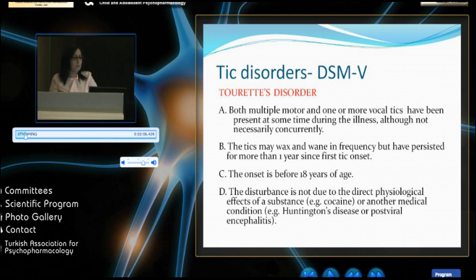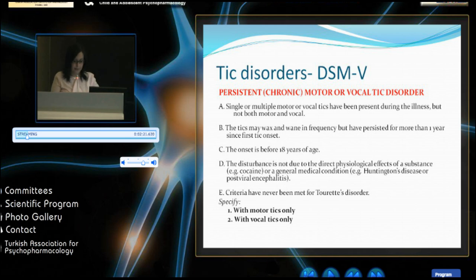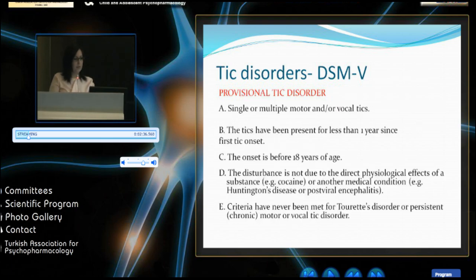And there is a difference from DSM-4 here. For about 3 months, there should be no period without a tic. That was the specification in DSM-4, but right now it is no longer present in DSM-5, and there is no such statement. So just 1 period from the onset of tic is enough, according to DSM-5. Motor or vocal tics have to last for more than a year, but they don't have to be together.